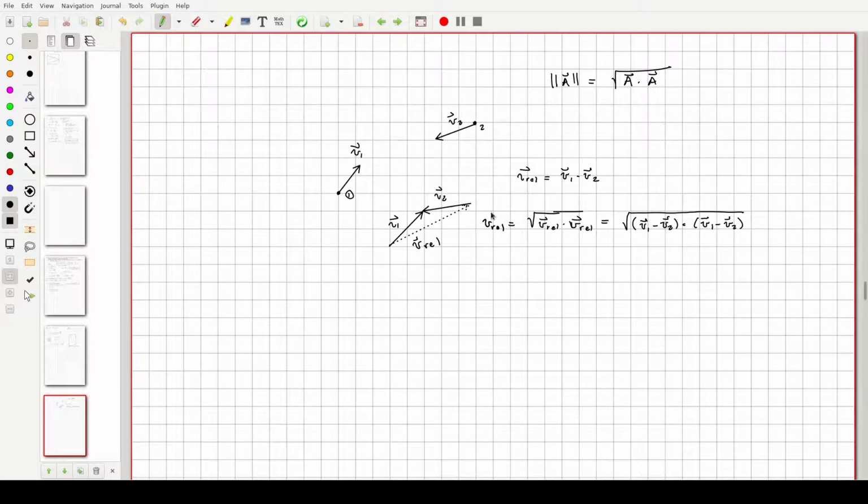I'm going to write it without the vector as magnitude. So let's complete the square root right here. If you do your dot product, V1 dot V1 is V1 squared. Negative V2 dot negative V2 is going to be V2 squared. And then you're going to have a minus 2 V1 dot V2.